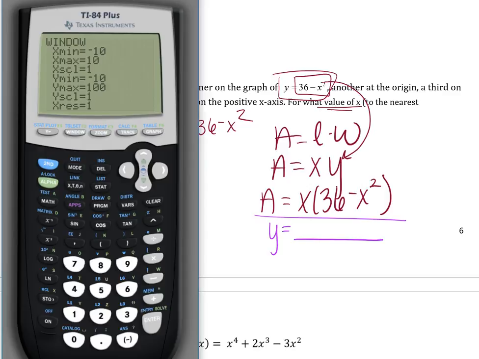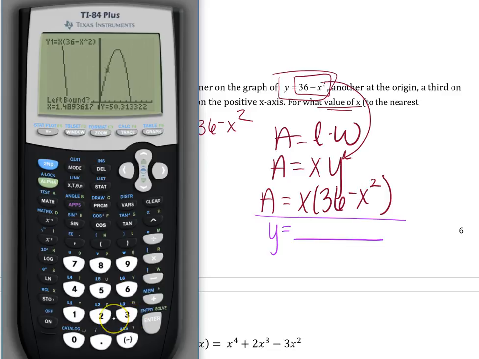All right, so I plugged in my y max at 100. Graph. Check it out. That's what I wanted. In order to find that maximum point, I'll hit second trace, option 4, which is a maximum. Left bound, you get to the left of it, please hit enter. A lot of students think that their calculator is broken. No, you just have to hit enter.